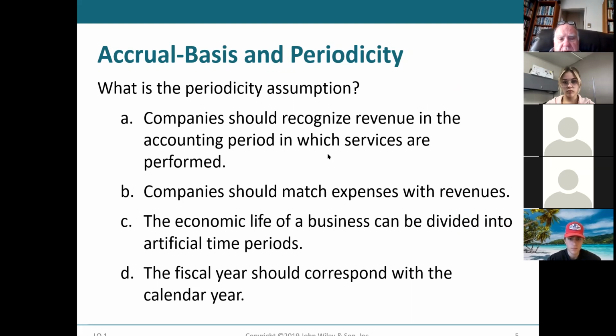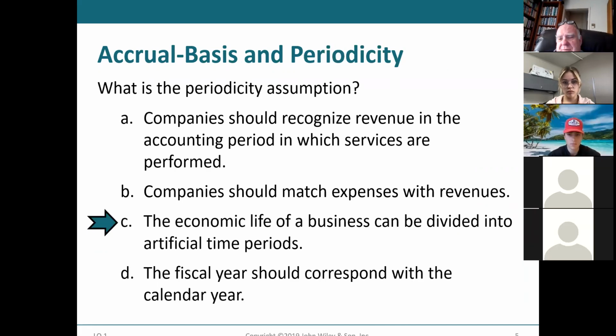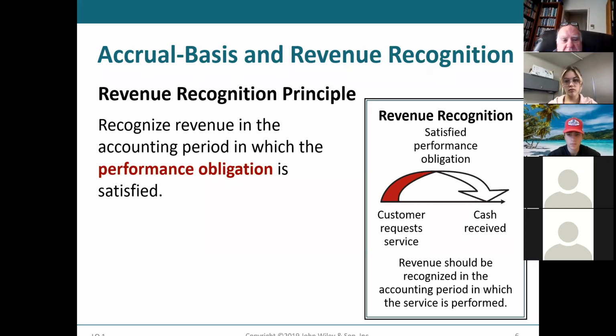Companies recognize revenue when the services are performed. Oh, I'm sorry. I didn't even see they were asking a question. The periodicity. Periodicity is just the concept that you can split the business into small areas. Revenue. Now here's where I was going until I interrupted myself. Revenue is recognized when you perform the obligation, when you provide the service. Then you can record the revenue. Until then, you don't have anything.